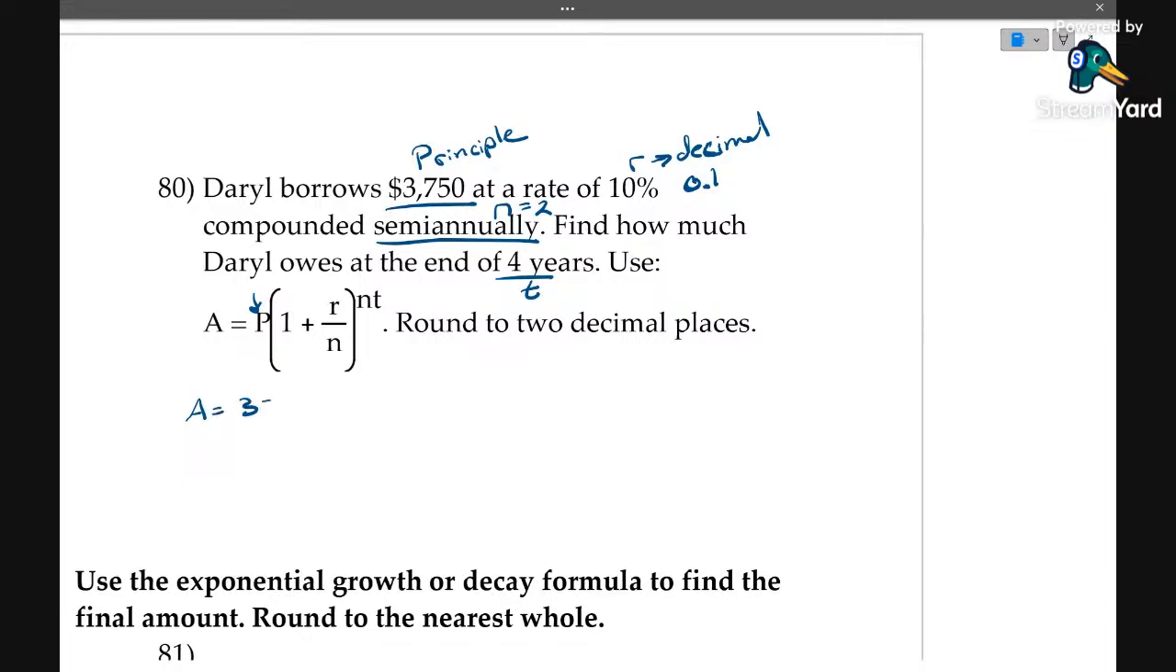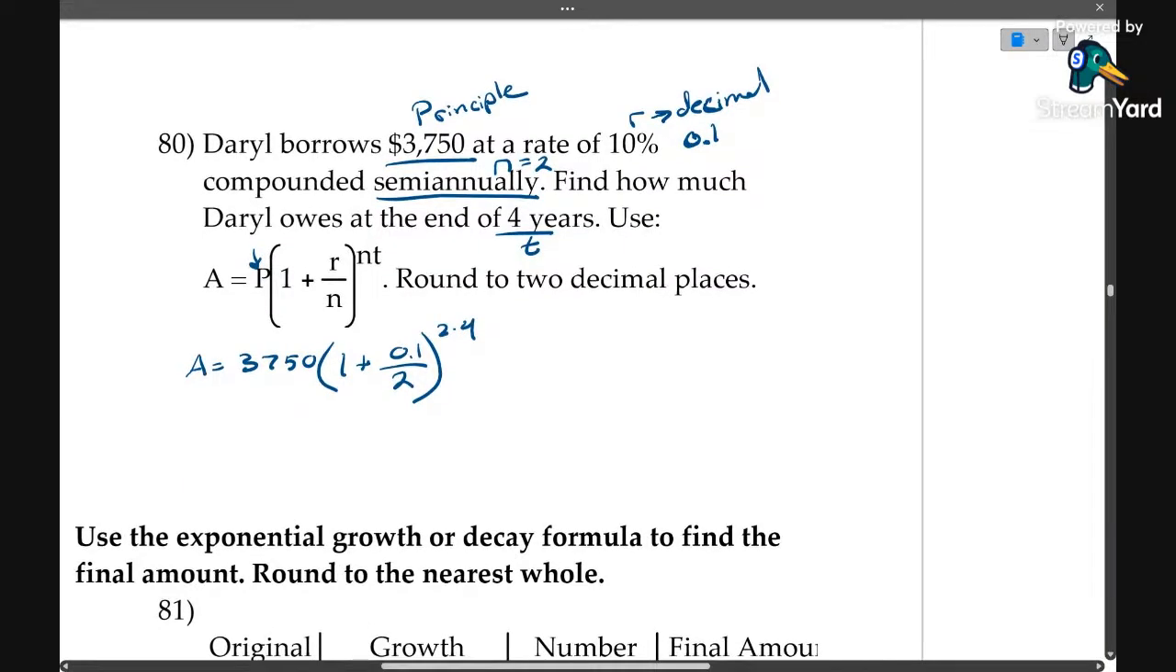So we'll have 3750 times 1 plus our rate. Our rate of 0.1 divided by our compounding frequency of 2 raised to the power of 2 times 4. And we can go through and evaluate this step by step.